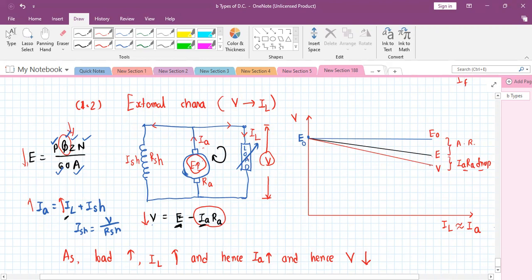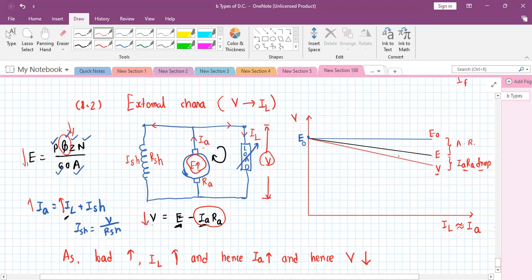So this black one is called the internal characteristic, and this red one, V, is called the external characteristic. Why? Because here V is external. On the x-axis you can take either IA or IL, as I have said they are approximately the same. Why the same? Because ISH is equal to V upon RSH, and generally ISH is very, very less. So approximately IA and IL both are the same.